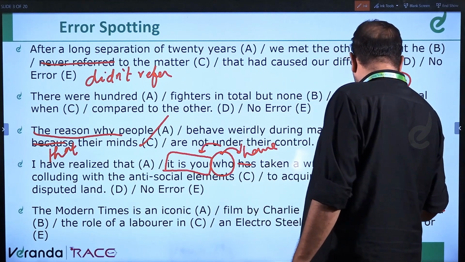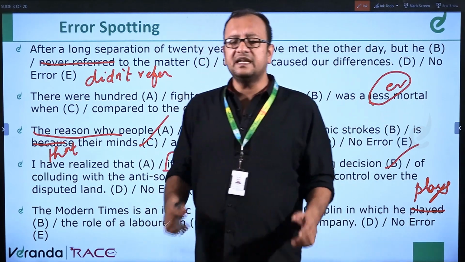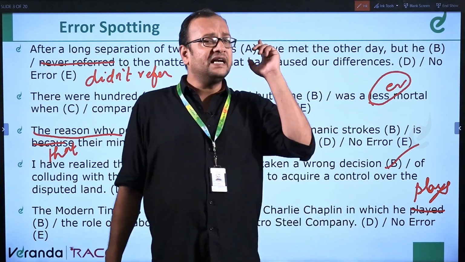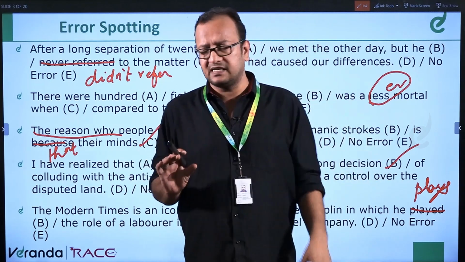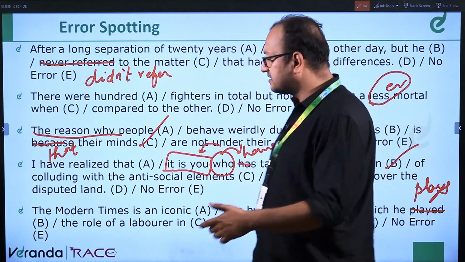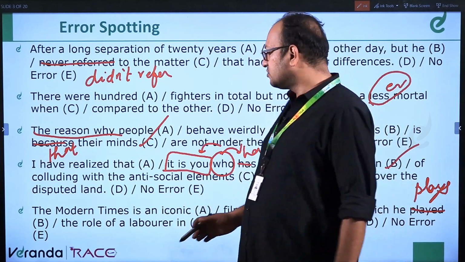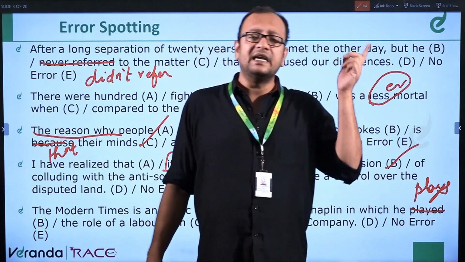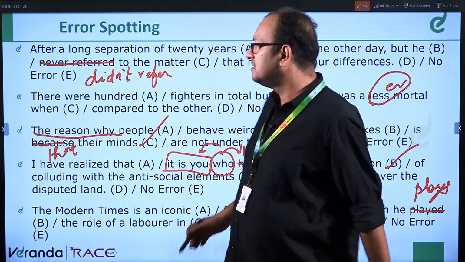plays. It will be plays because it's a narration of the historical past. If we narrate the historical past, we use the simple present, not the simple past. Although he played a major role, we say he plays a major role. It's a general statement, right? So, The Modern Times is an iconic film by Charlie Chaplin in which he plays. Although Charlie Chaplin is no more alive, we'll say he plays a major role. Okay. So, error is in part B. I think you've understood this. We won't say he played a major role. He plays a major role, because it's narration of historical past. Clear?